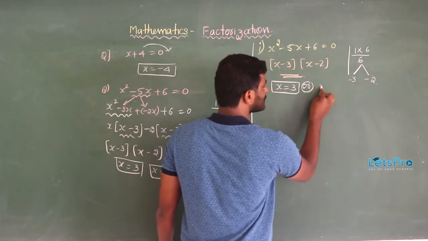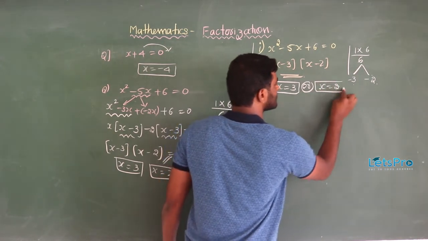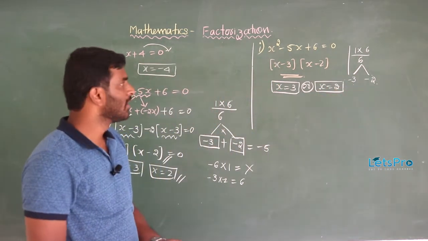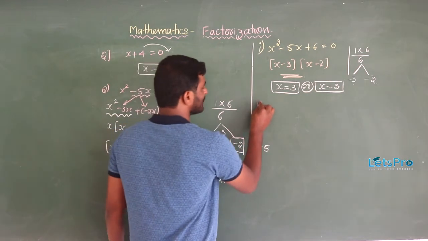Or if it is minus 2, x is equal to plus 2. Finish. There is a simple way. So let us take one more question, the second question.